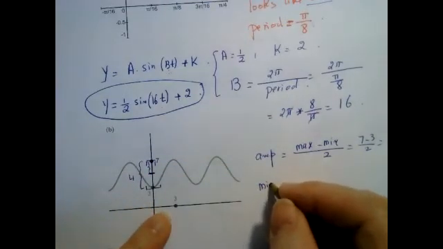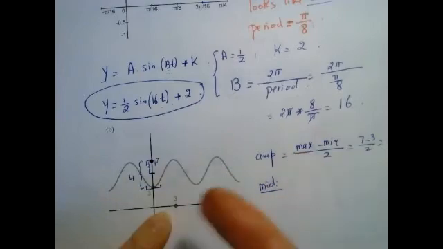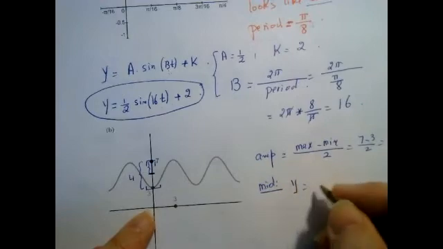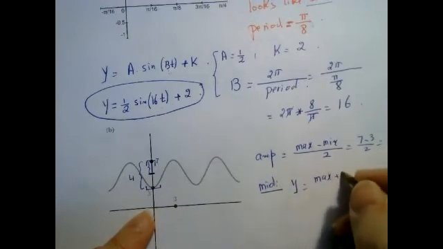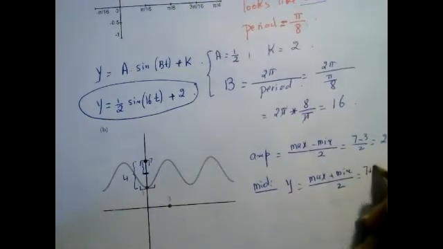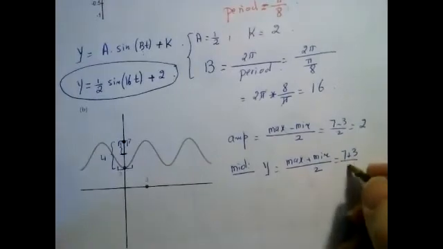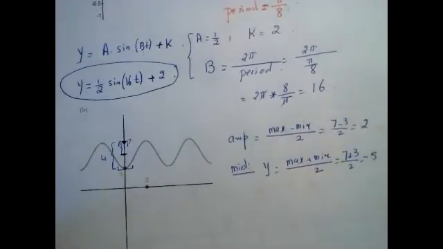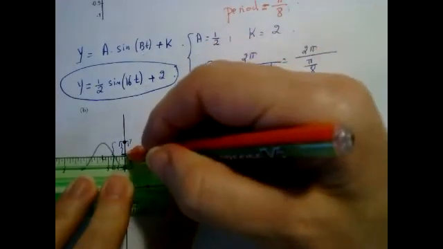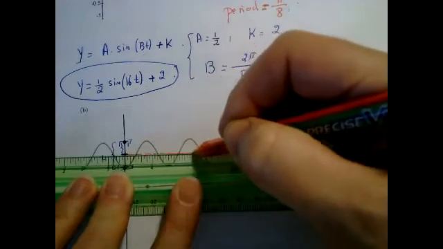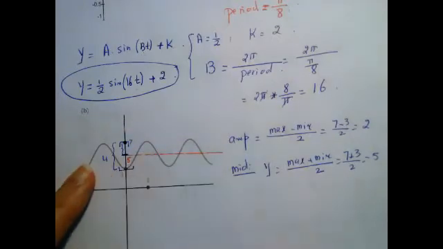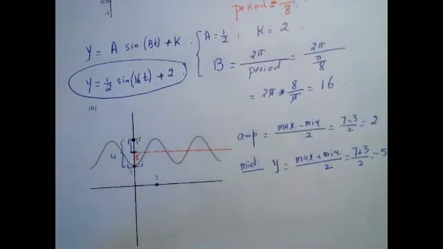Midline. Now, of course, we can see it from the picture. It's 3 plus 2. It's going to be 5. Or the midline is the max plus the min divided by 2. Helps you check your work. It means 7 plus 3 divided by 2, which is going to give me 5. I immediately draw my midline because the midline is crucial to help me figure out what kind of graph. That's my midline, and that's my 5. It's halfway through.